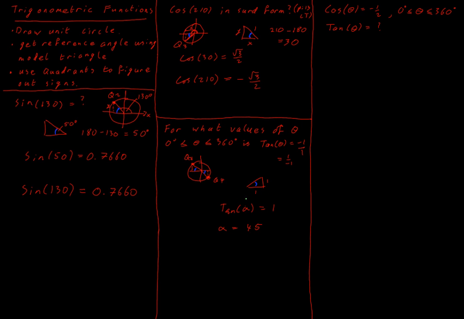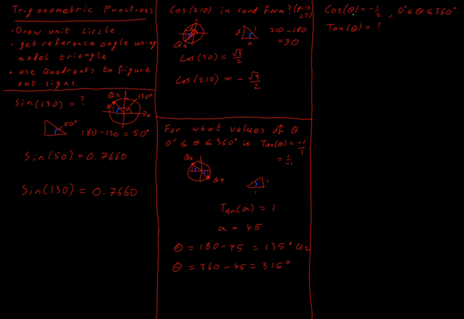Now that we've used our model triangle to figure out our angle, we now use what we know about our quadrants to figure out what our two possible angles are. So theta, if it was in the second quadrant, would be 45 degrees back from 180. Would be 135 degrees. Or if it was in the fourth quadrant, it would be 45 degrees back from 360 degrees. Now, those are our two possible solutions.